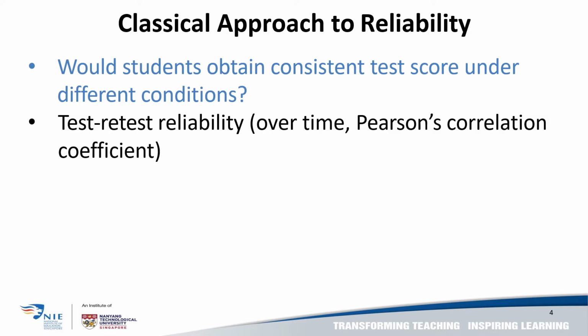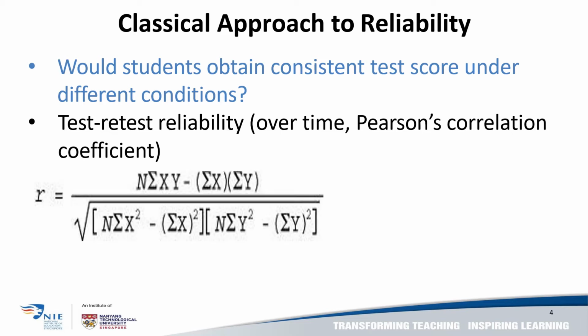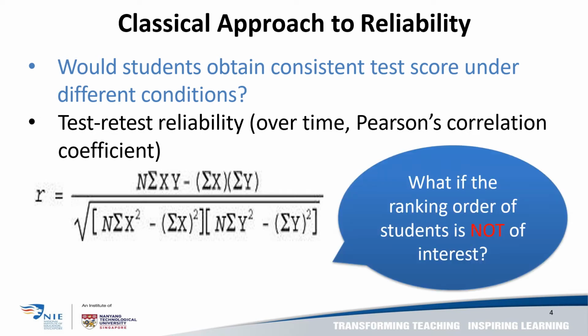Test-retest reliability measures that over time using the Pearson correlation coefficient. What this statistical measure is able to do is to measure the ranking order of students by comparing their test scores over two measures. So think about an IQ test or entrance placement test as examples of test-retest reliability that may be of concern. But what if the ranking order of students is not of interest?